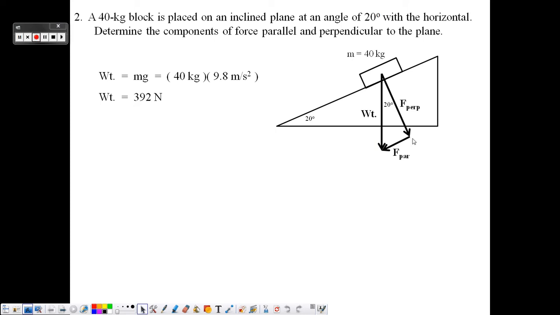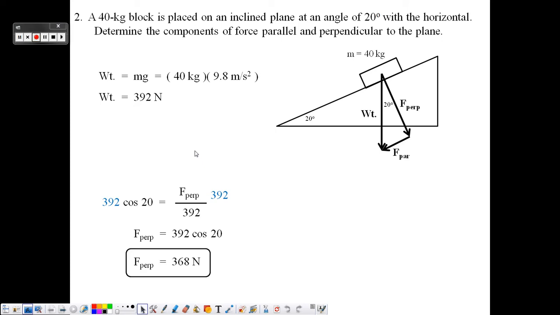I'm going to break that weight vector now into components. Perpendicular to the plane, parallel to the plane. These form a right triangle with weight as the hypotenuse, and the little angle in here is 20 degrees, same as the angle of the incline. To find force perpendicular, which is the adjacent side, I'm going to use the cosine function. Multiplying both sides by 392, my calculator said 368 newtons for force perpendicular.